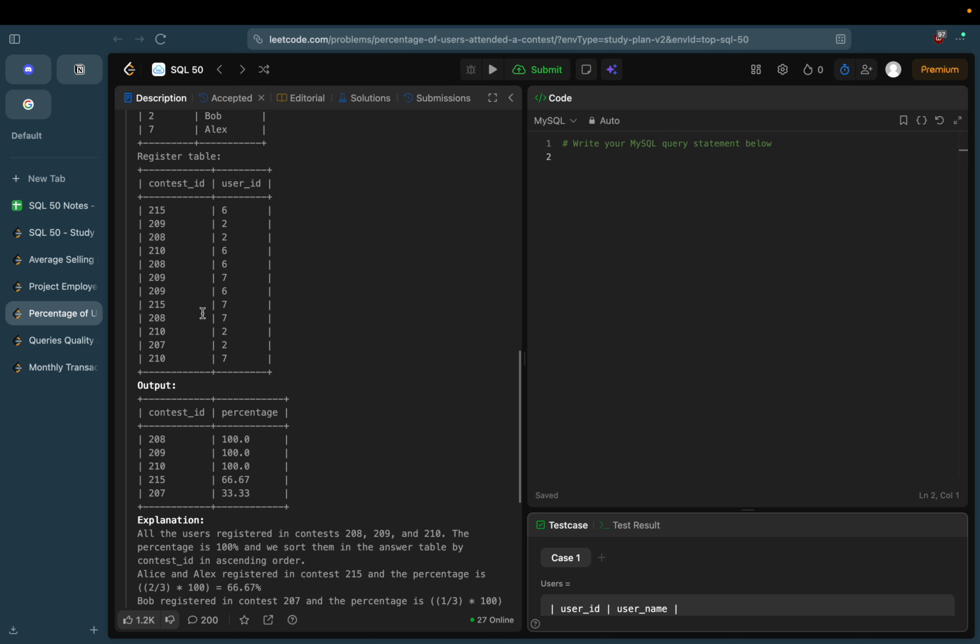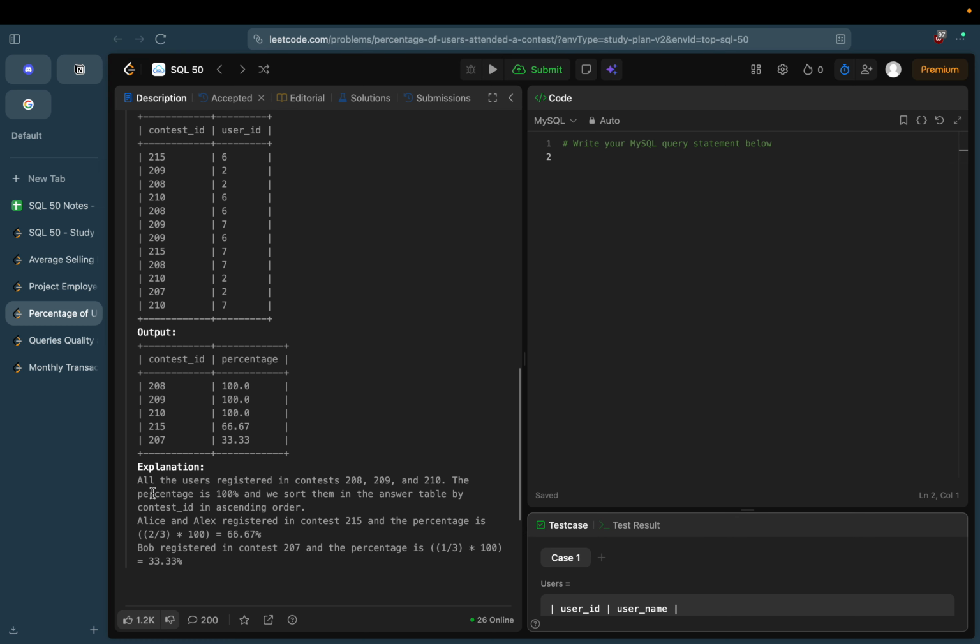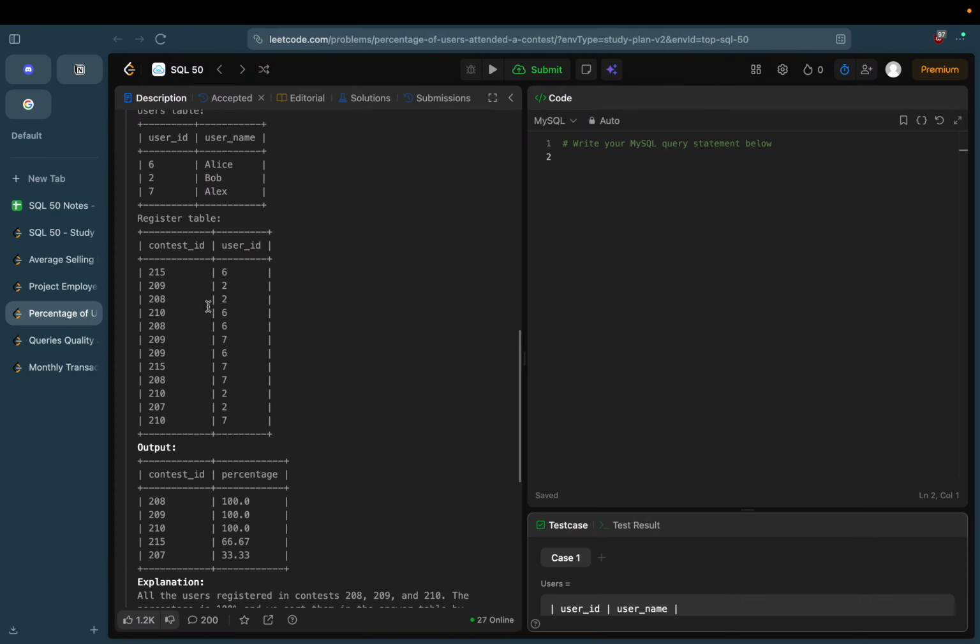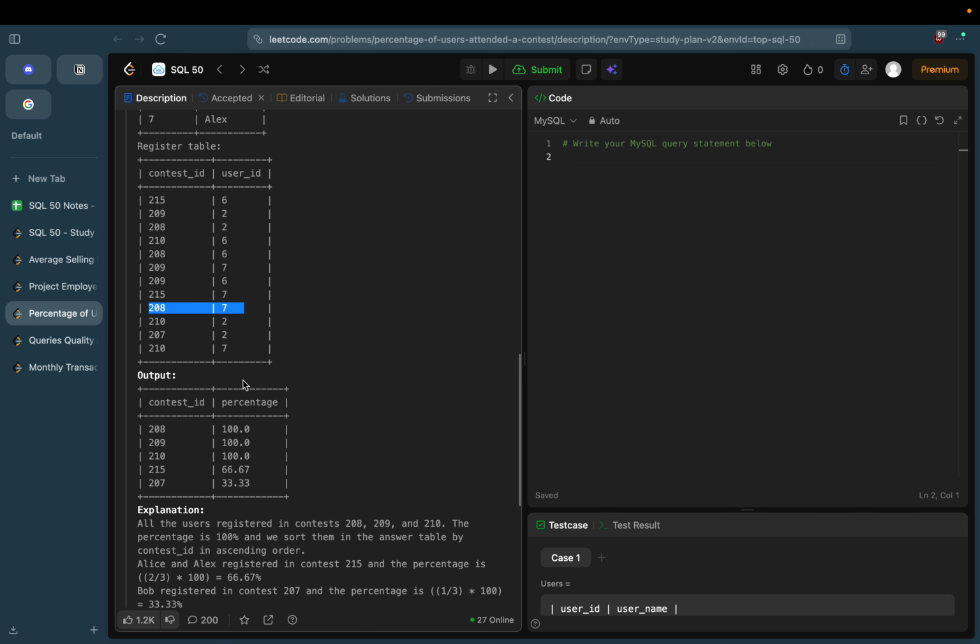Cool. So let's have a look at few of the results. All the users registered in contest 208, 209, 210. The percentage is 100%. So we have 3 users. So for 208, user ID 6 is present, 2 is present, and 7 is present. Hence 100% registration rate. I think a similar thing for 209 and 210.